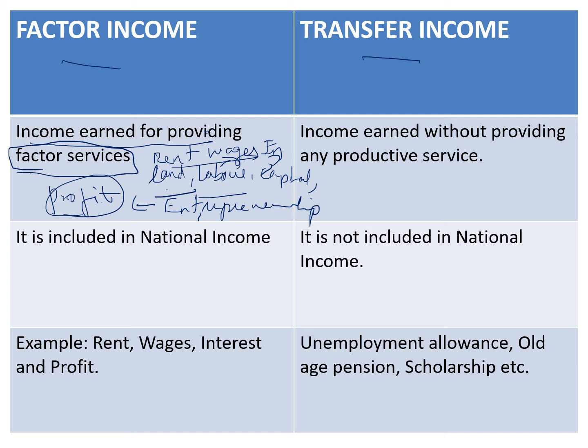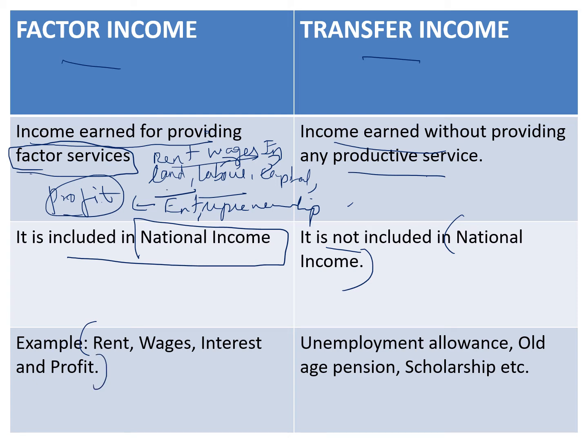In transfer income, income is earned without providing any productive services. They won't provide any services, but they are earning income; that is called transfer income. Factor income is included in national income. Transfer income is not included in national income. For example, factor income is, as I already told, rent, wages, interest and profit. Transfer income includes unemployment allowance, old age pension and scholarship. We are not giving any productive services, but we are receiving the money. That is called transfer income.